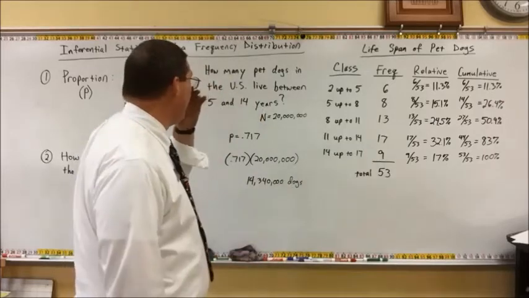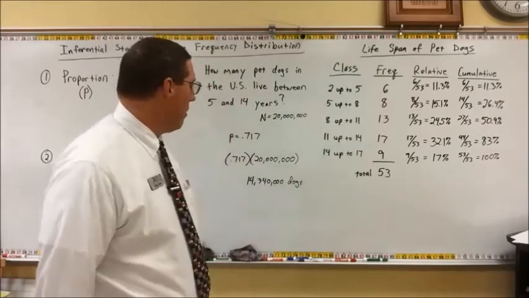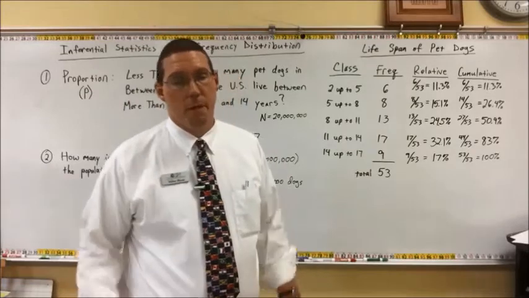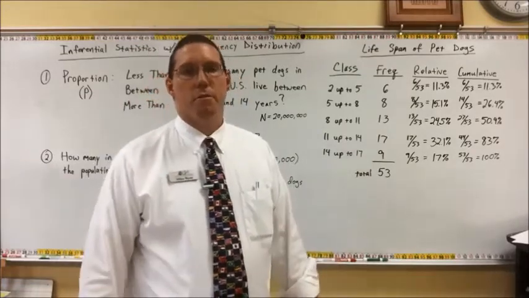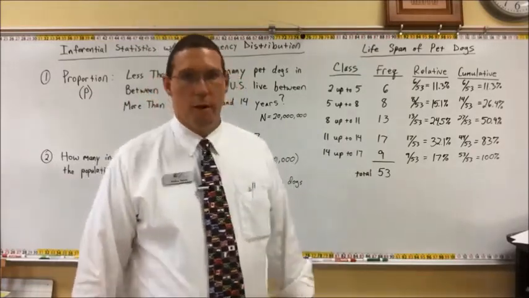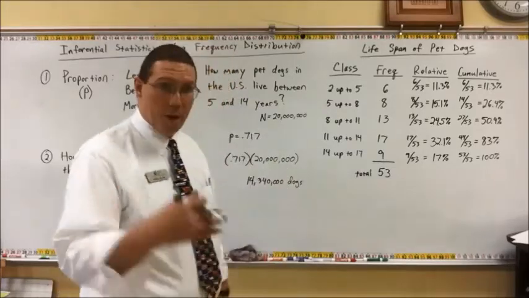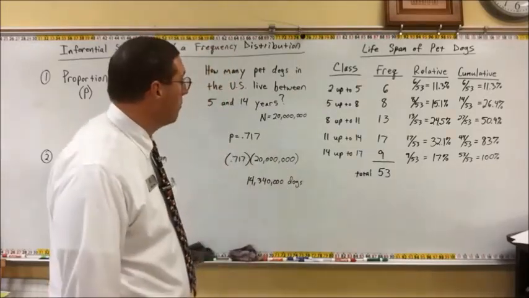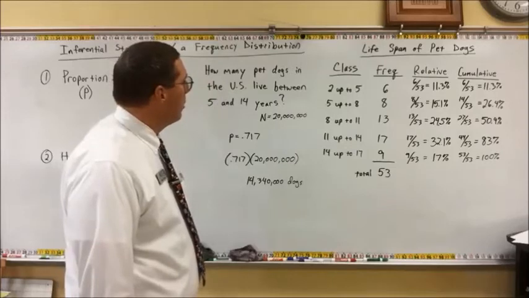Okay, so how many of the pet dogs in the U.S. live between 5 and 14 years? About 14,340,000 of them. Again, this is made up information, so this is not actually the correct answer to the question we're asking. You would have to investigate it yourself to find the right answer. Okay?